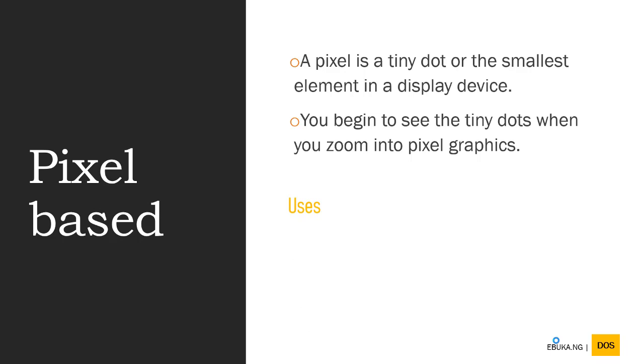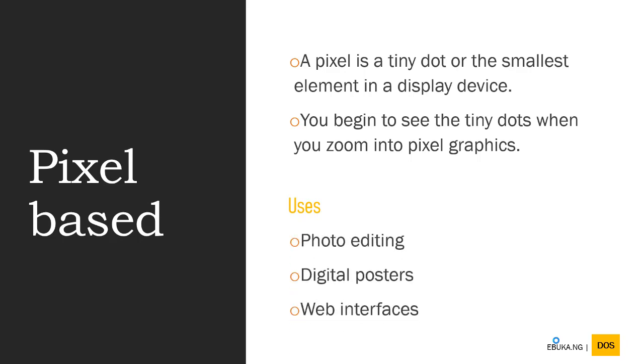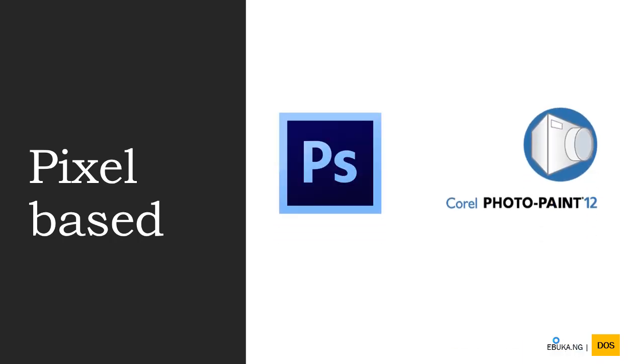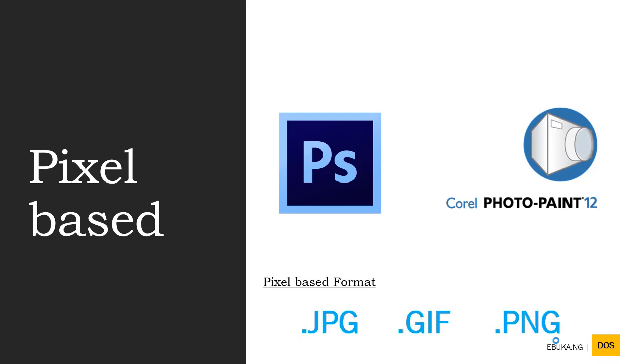When you zoom in, you see those very tiny dots. It's usually used for photo editing, digital posters, web interfaces. The softwares you use for pixel based graphics include Photoshop and Corel Photo Paint. These two softwares are pixel based. Then they also have pixel based file formats. You have JPEG, GIF, and PNG. All these formats are pixel based formats.